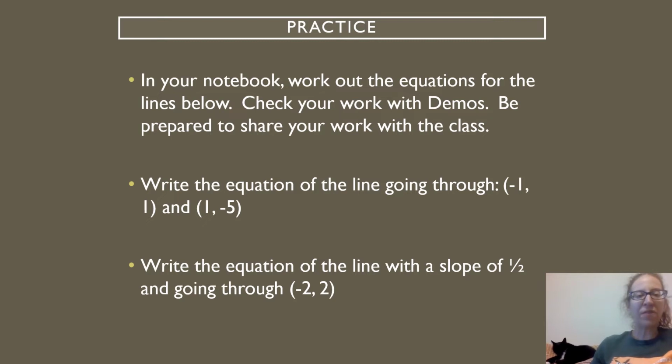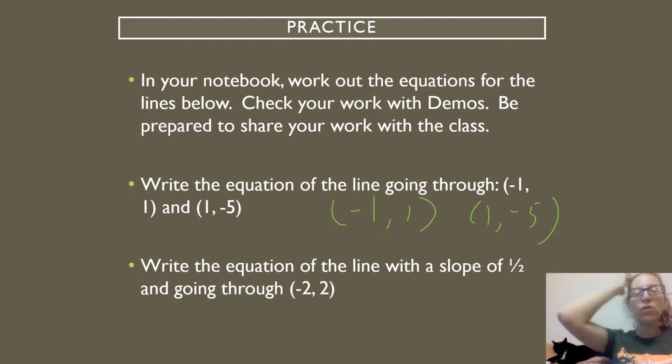So here we go with some practice. In your notebook, work out the equations for the lines below and then check your work with Desmos. Once you have an equation, go and graph it on Desmos. If you're making this up from home, you don't need to share your work with the class. The first one is: write the equation of the line going through (-1, 1) and (1, -5). Sorry that the point got a little jacked up there. Okay, it's (-1, 1) and (1, -5).